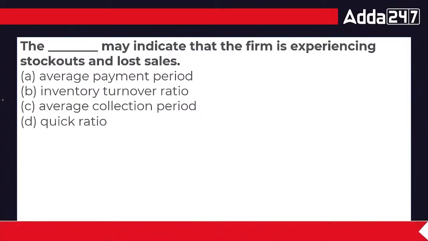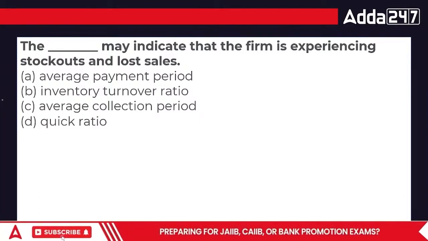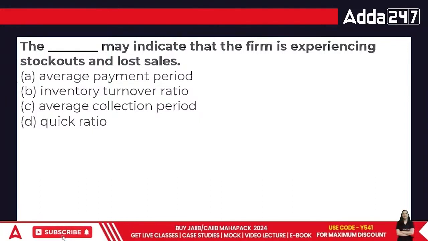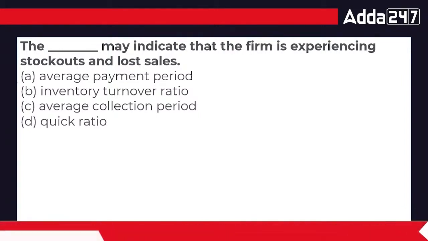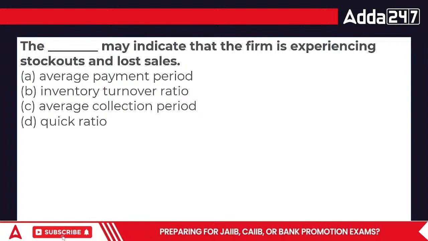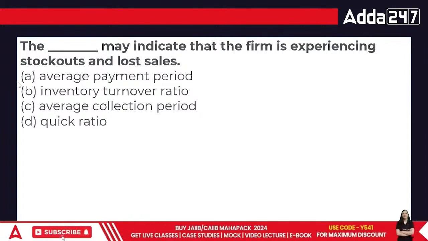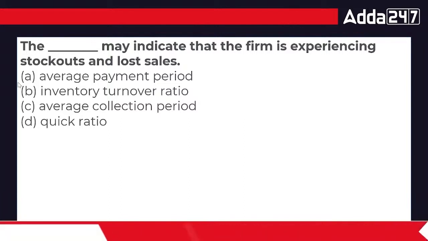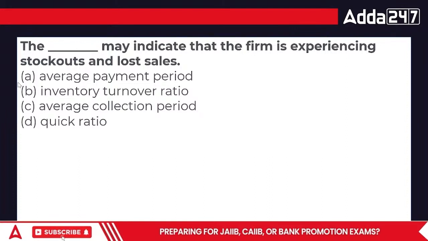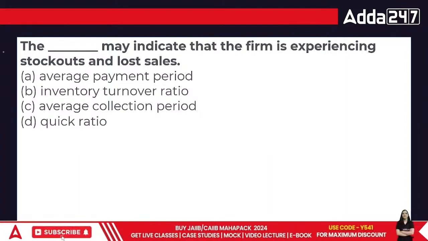The dash may indicate that the firm is experiencing stockouts and lost sales. But the company's average payment period, inventory turnover ratio, average collection period, or quick ratio. Which particular ratio among the following states that, everyone? The ratio which talks about the area of the stockouts as well as the lost sales.